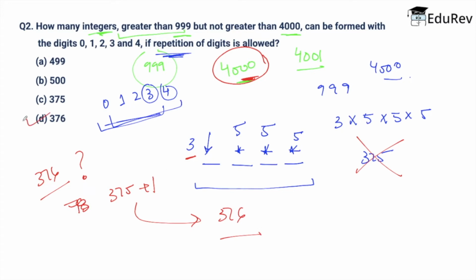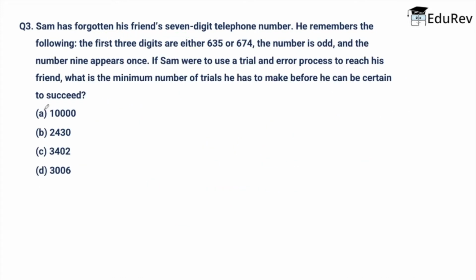That is, option number D is correct. So the number of digits, that is the number of integers, is going to be 376. So I hope you got it. Let's move on to question number 3.